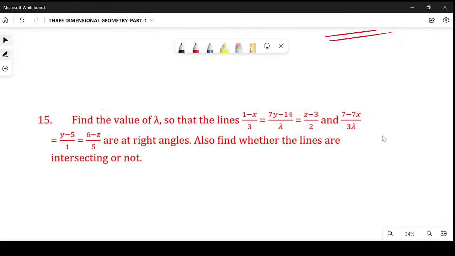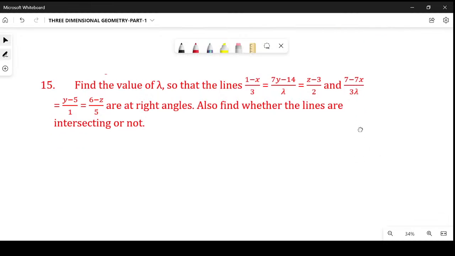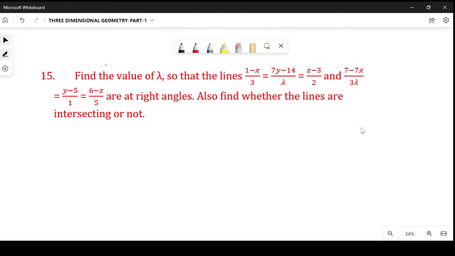See, when they are given like this, first verify that the given lines are in the standard form or not. The given lines must be in the standard form to solve this problem. Now just you can see, find the value of lambda so that the lines are at right angles. Also find whether the lines are intersecting or not. So the model is important.